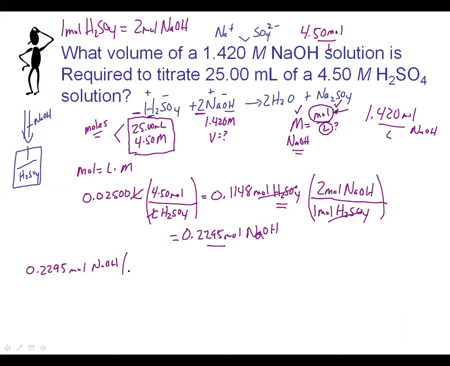We are going to divide by the molarity, so we're going to put the moles on the bottom. And again, I would use both units so you can see it. The moles are going to cancel, and we will end up with 0.162 liters of sodium hydroxide.